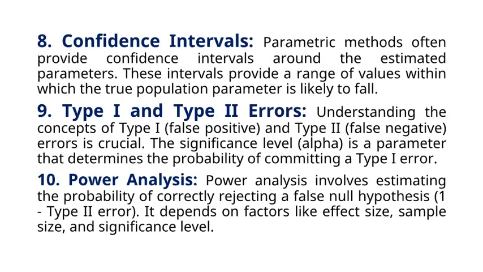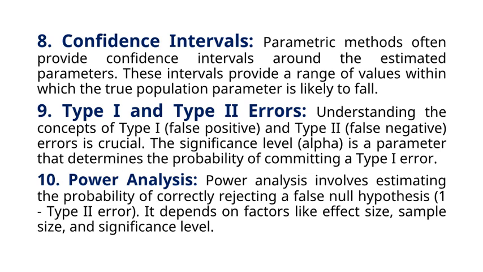8. Confidence intervals. Parametric methods often provide confidence intervals around the estimated parameters. These intervals provide a range of values within which the true population parameter is likely to fall.